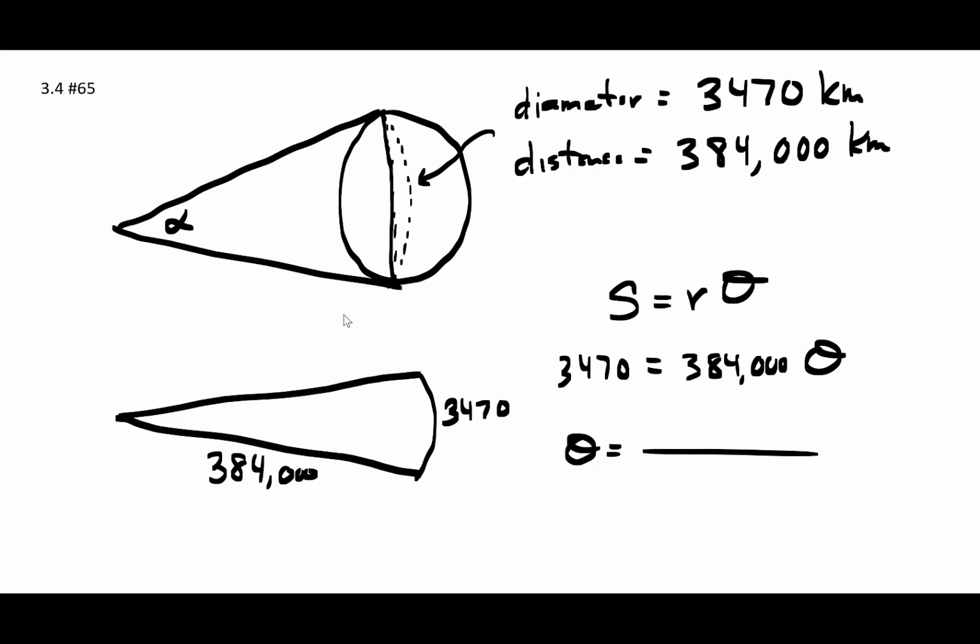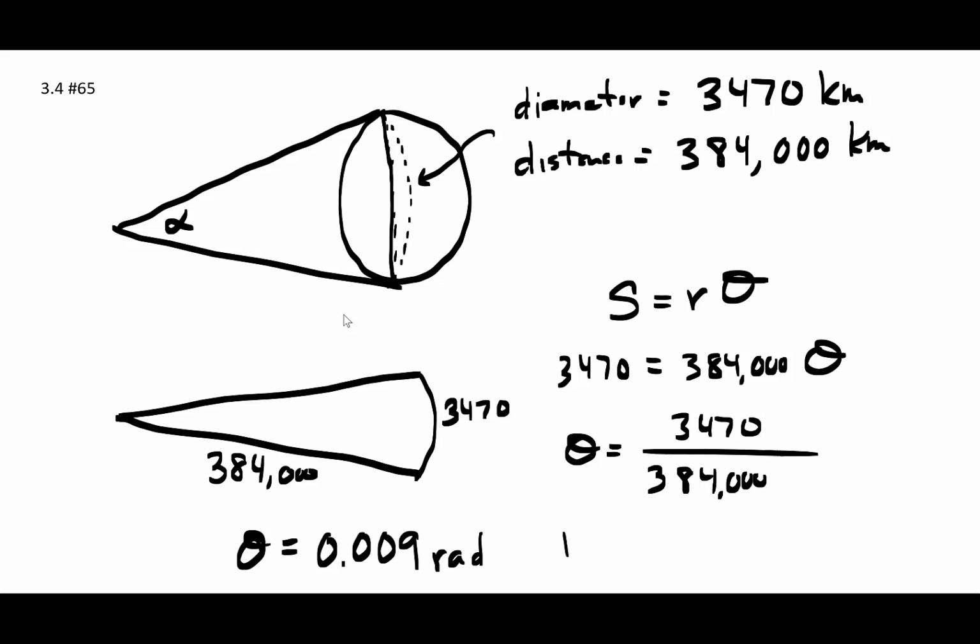Divide both sides by 384,000. And theta is given. Now remember, theta is in radian measurement, and it's very, very tiny: 0.009 radians. It says give the answer in radian form, also give the answer in degree form. So we're just going to take that number there, and in degrees, multiply it by 180 degrees, divide by pi, and punch that into a calculator, and you should get an answer of 0.518 degrees.